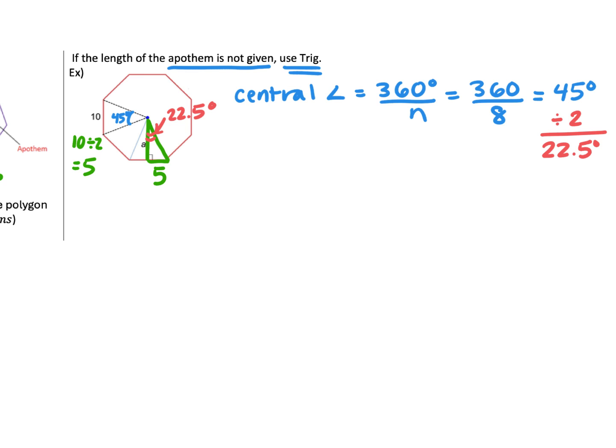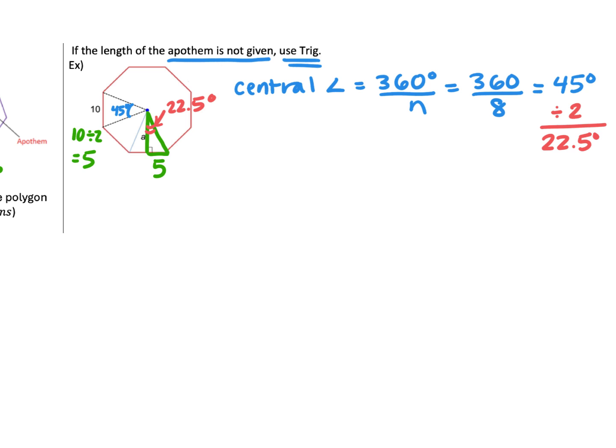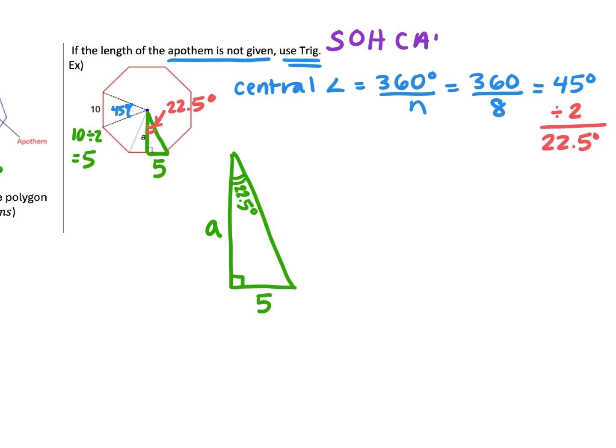Now we have enough information to figure out the apothem. We can use trigonometry. I'm going to redraw that green triangle that's outlined there. I'm going to make it bigger so we can label it better. You don't need to do this in your notes. I'm just doing it for the video. You should be able to fit it in the box, hopefully. And that angle right there is 22.5 degrees. So now, if we use our trigonometry, remember that's your SOHCAHTOA, sine, cosine, tangent, we can label the sides. The hypotenuse is going to be across from the 90.